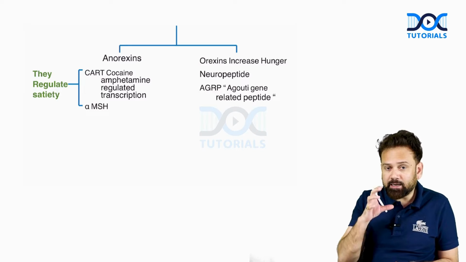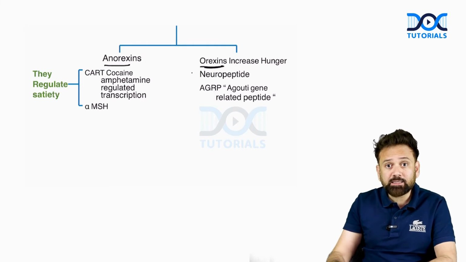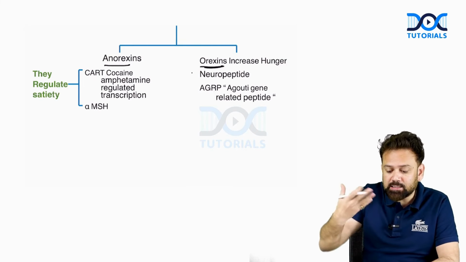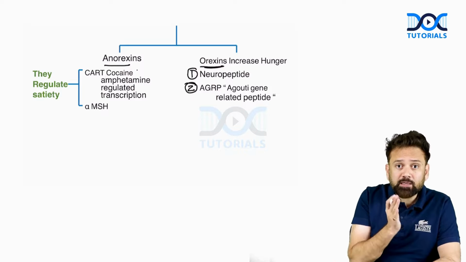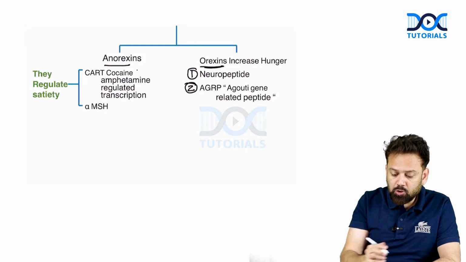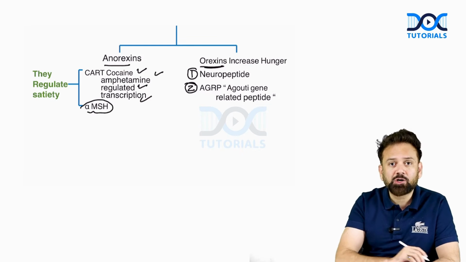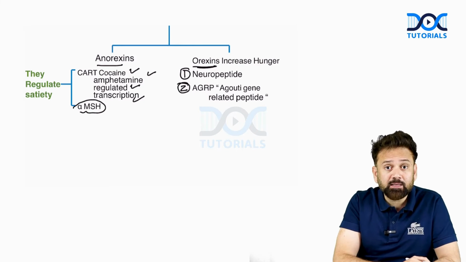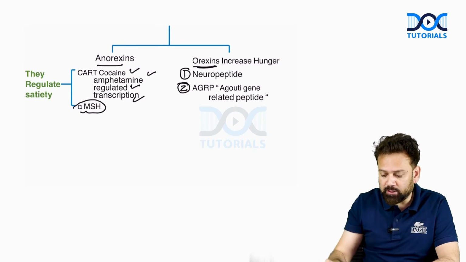Now, food intake can be controlled either by orexins or by anorexins. Orexins will increase the hunger. They are neuropeptide Y and agouti gene related peptide. Anorexins will decrease the hunger, and they are CART. What is CART? Cocaine and amphetamine regulated transcript, and alpha melanocyte stimulating hormone. They are regulating the satiety by releasing anorexins. So they are called orexins and anorexins.